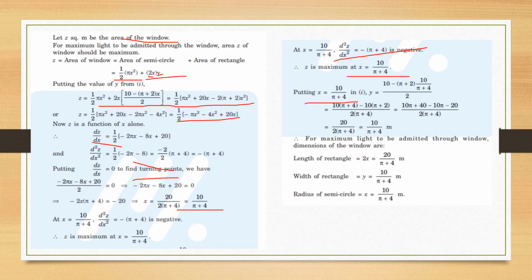The value of x will give me the value of y. So the length of the rectangle is 2 times x, that is 20 by this, the width will be y, and the radius of the semicircle is again x.